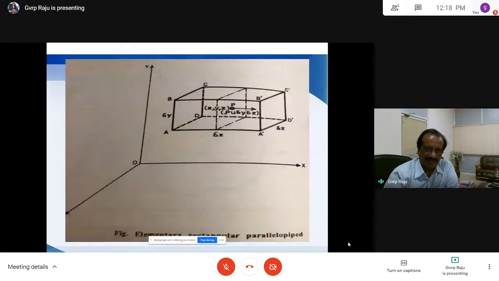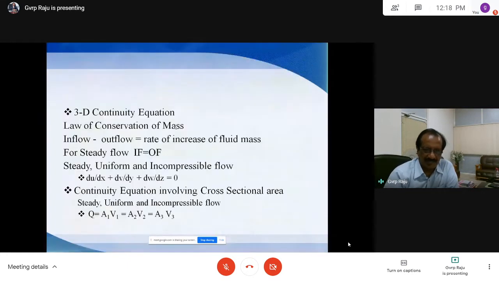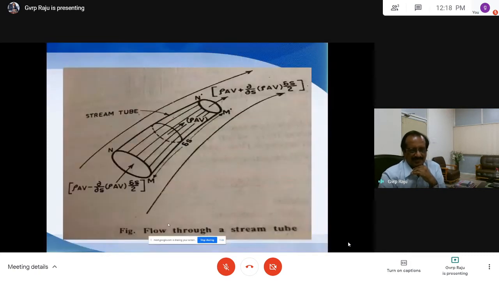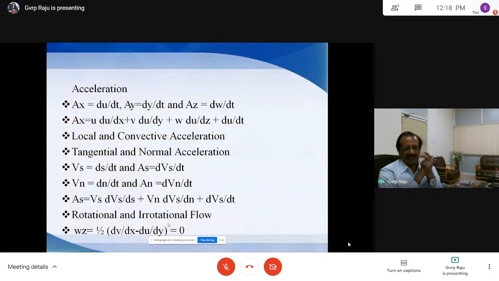So then, suppose you use the streamline equation, the continuity equation involving cross-section area: Q is equal to A1 V1 is equal to A2 V2 is equal to A3 V3. These two equations are very important, and we have a number of problems on these equations. Definitely we have questions on GATE examinations. Then the other one is acceleration.